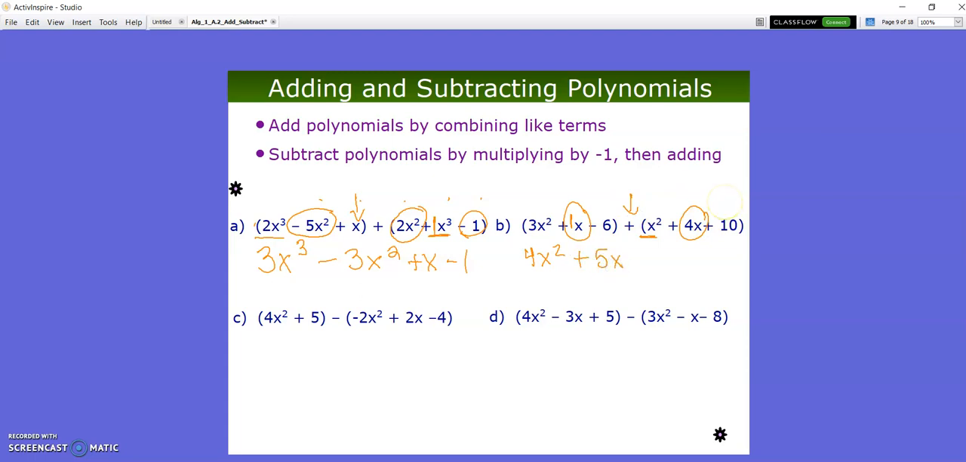Then I'm going to go ahead and look at my constants. It's a -6 plus 10. That gives me a positive 4.